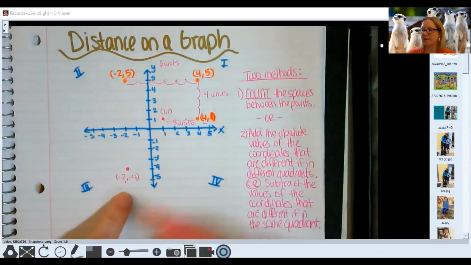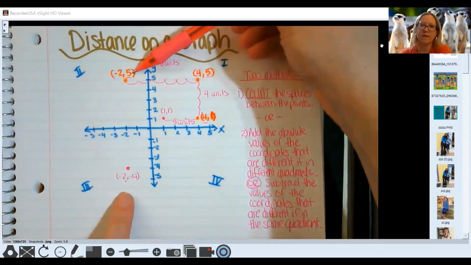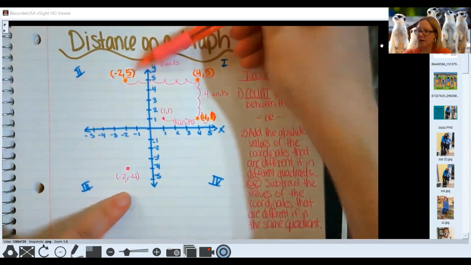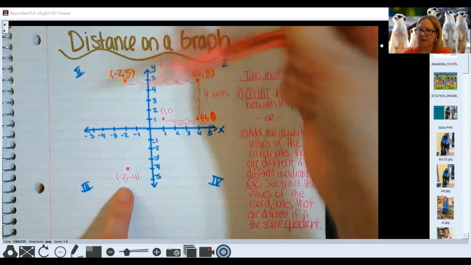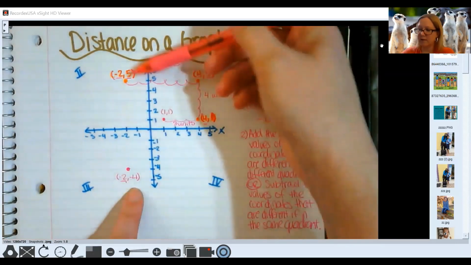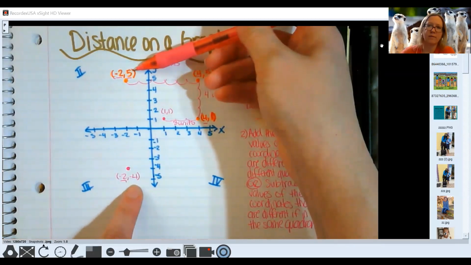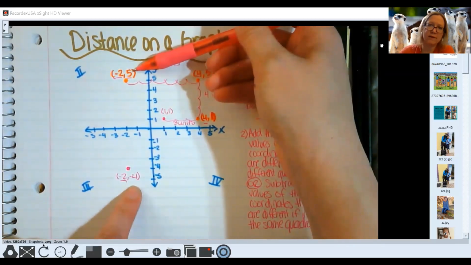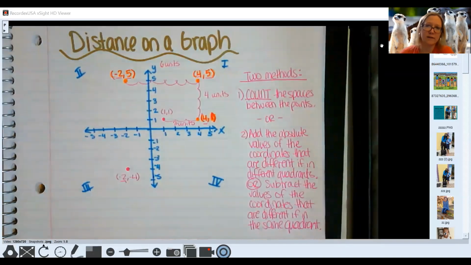you don't count the spaces, since these are in different quadrants, what we would do is add the absolute value of the coordinates that are different. So if I look at these, they both have the same x coordinate of -2. The coordinates that are different are 5 and -4. If I add those absolute values, I get 5 plus 4, which is 9. So I know that these are 9 units away from each other.